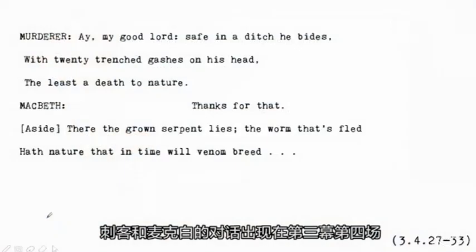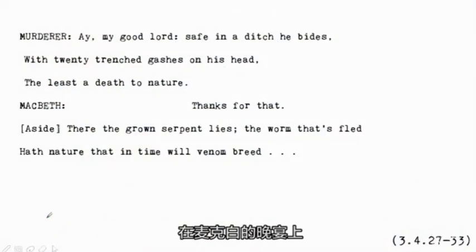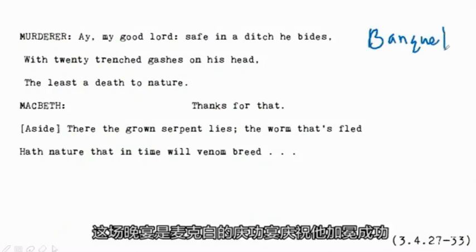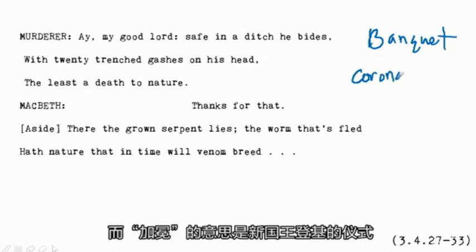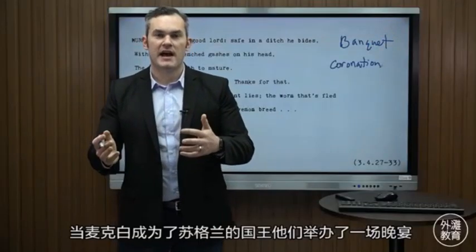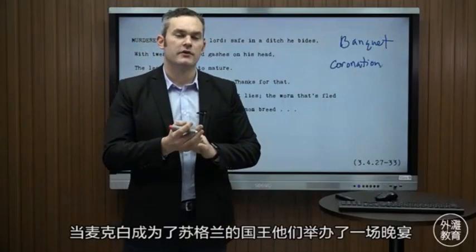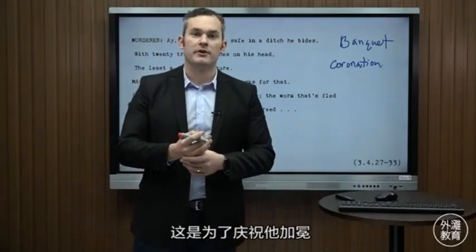So, this conversation between the murderer and Macbeth happens in Act 3, Scene 4. And this happens at the banquet, right? The dinner party that is thrown for Macbeth's coronation. By the way, coronation is a word that means the ceremony where a new king is crowned. Okay, so Macbeth has become the king of Scotland, and they're throwing a banquet to celebrate him becoming king.